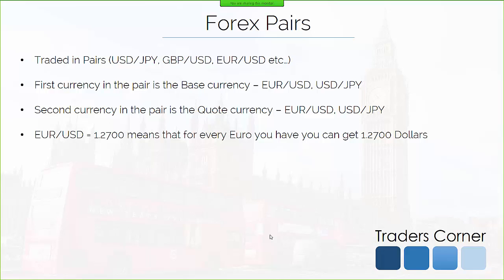So if we were to take the euro dollar, for example, and imagine that we were trading back 18 months ago when the price was at 1.2700. What that means, if the euro dollar equals 1.2700, is that for every euro, you can buy $1.27.